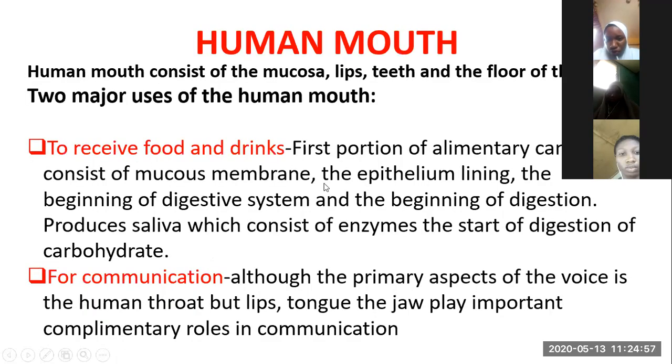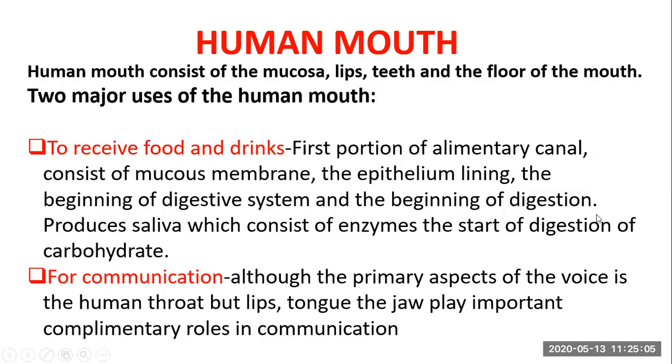Then when we talk of oral health, we're talking of human mouth. The human mouth is the main thing when we're talking about oral health. And it consists of the mucosa. The soft part of the mouth is the mucosa. It consists of the lips, the teeth, and the floor of the mouth.